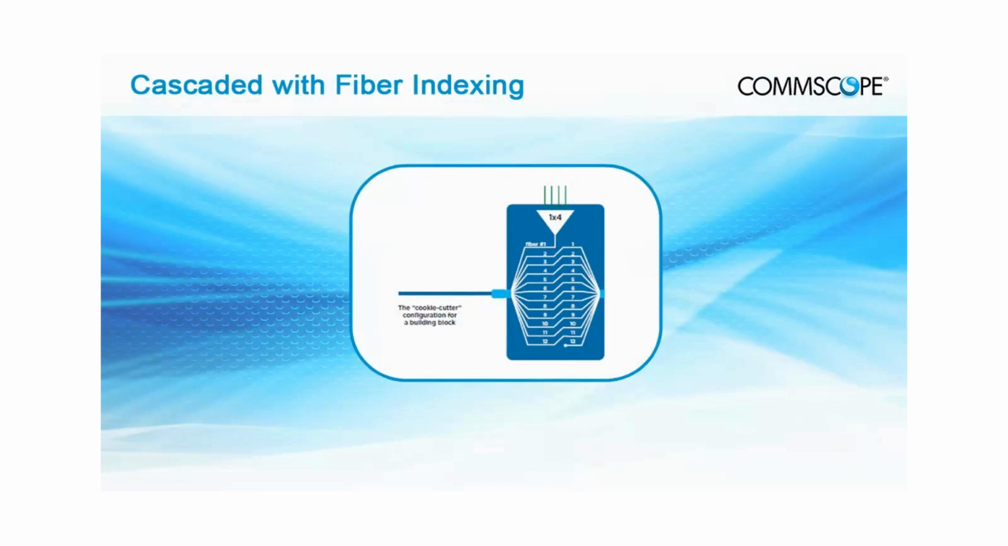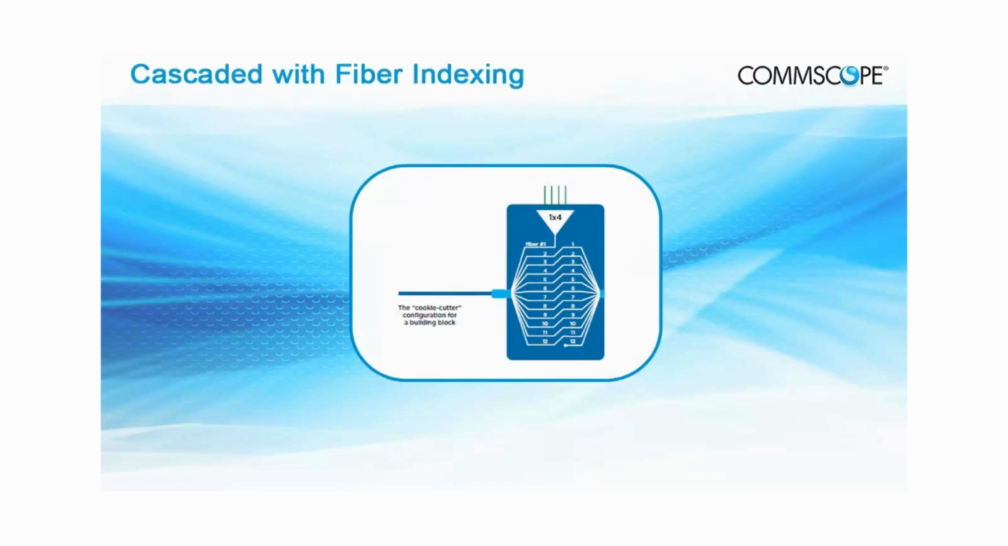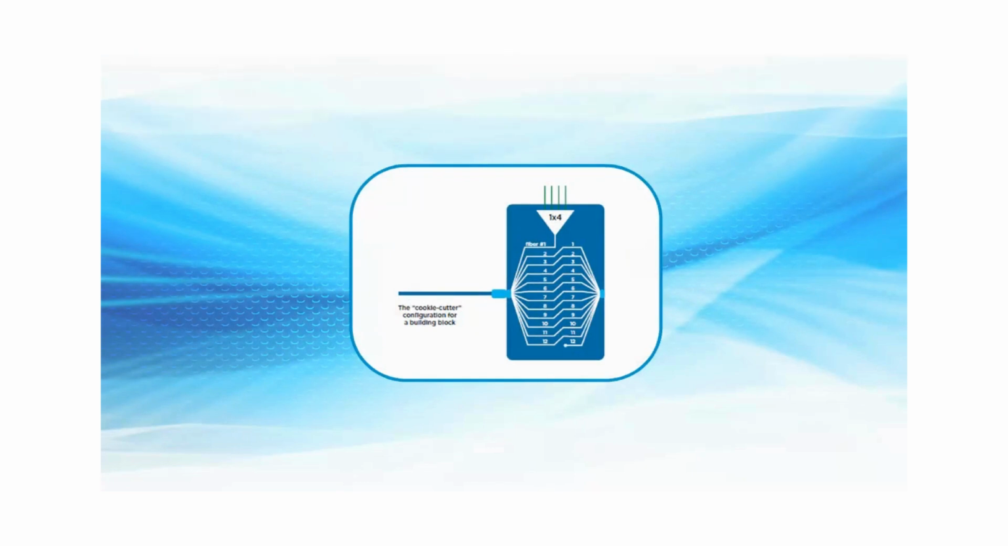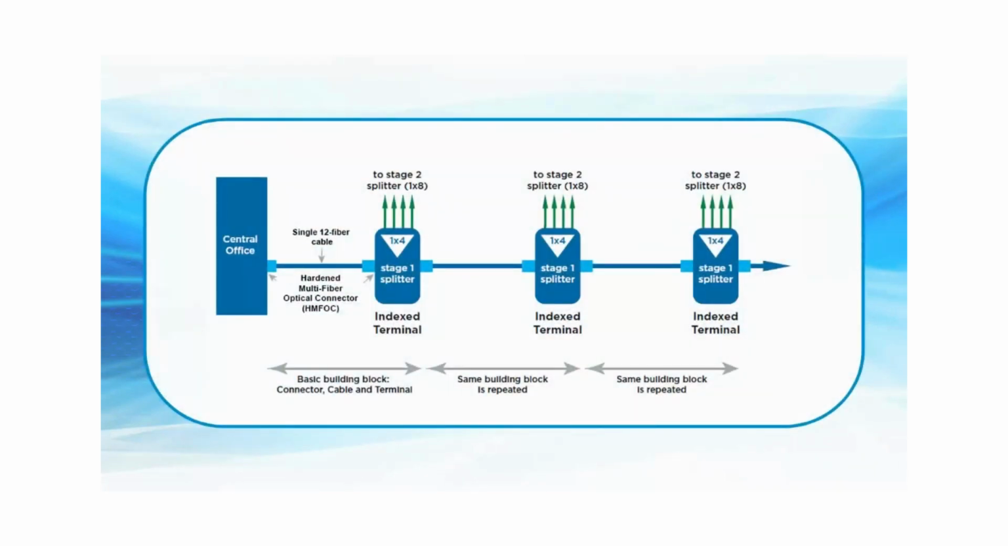Fiber indexing uses a fully connectorized system and allows installers to use a cookie-cutter approach to build out the network. The exact same components are daisy-chained together, limiting the need for custom cable assemblies or splicing. The basic building block, which is repeated throughout the service area, includes a connectorized terminal with a connectorized tail and connectorized single and multi-fiber outputs. The indexing begins with a 12-fiber cable entering the first terminal.